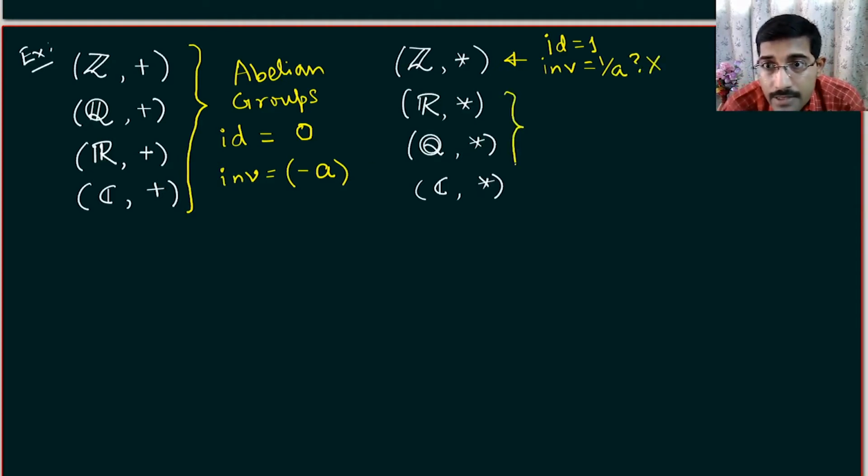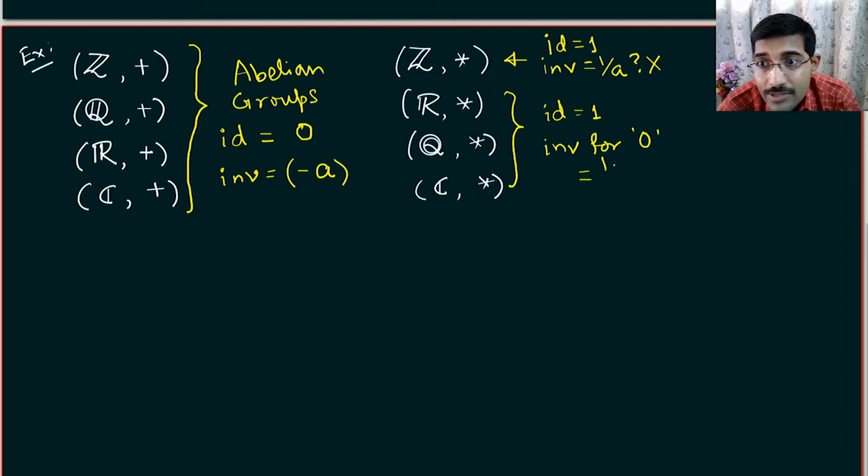Here in these 3 cases, though 1 by A exists for every element, and here also the identity is 1, the inverse for 0 does not exist, which is 1 by 0 does not exist. So therefore all of these sets are not groups.